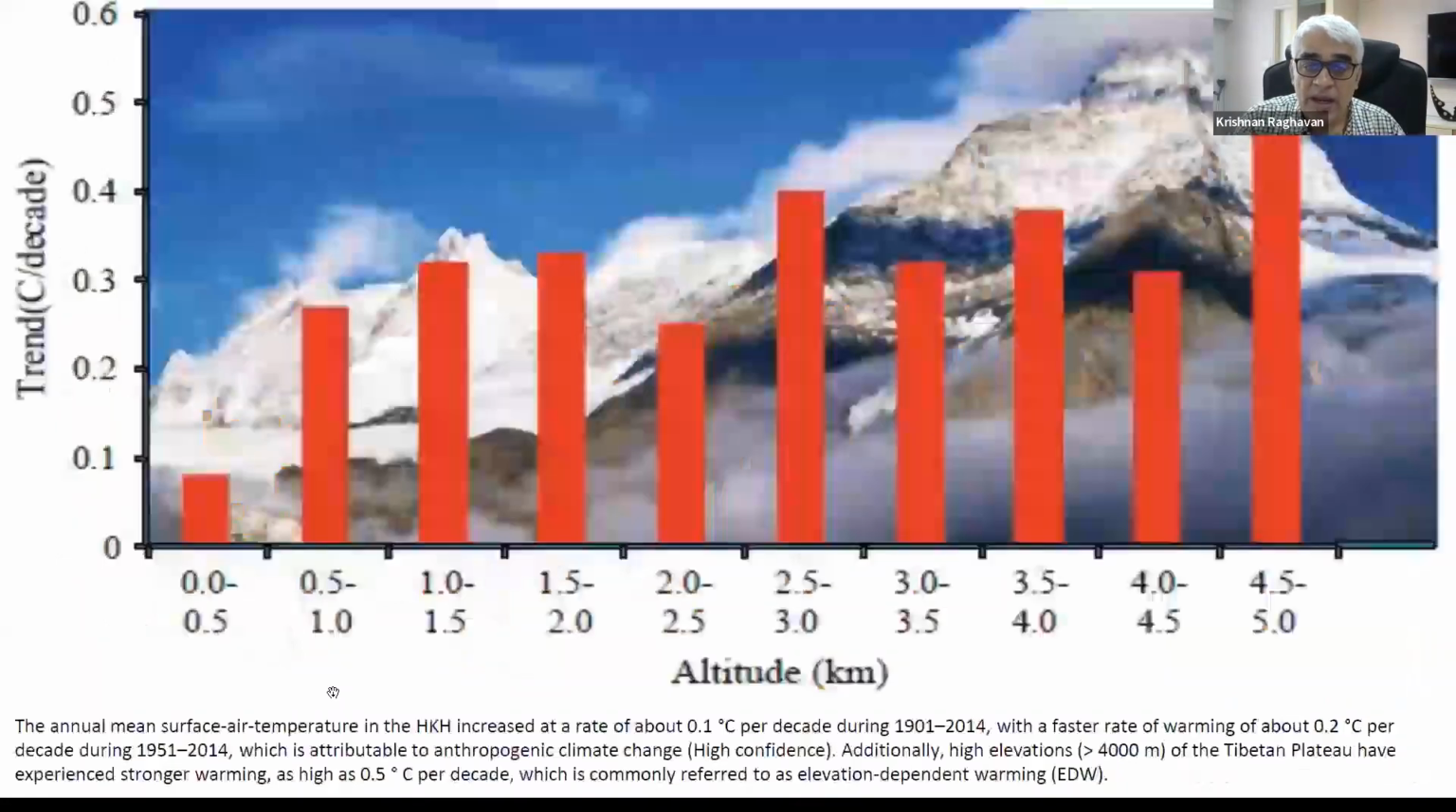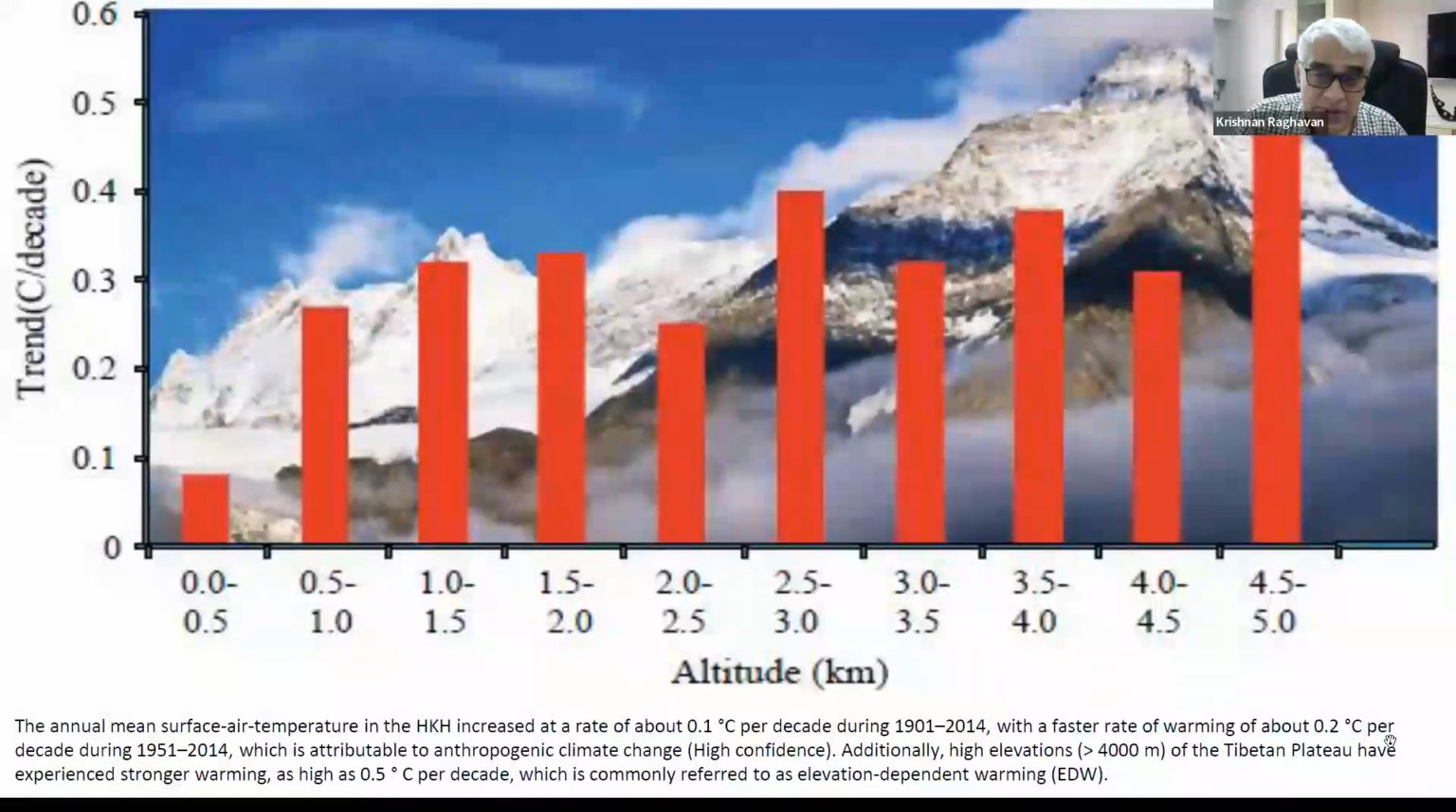The other aspect is that the higher the elevation, the faster the rate of warming. This is known as elevation dependent warming. Typically at high elevations, more than 2,000 or 4,000 meters in this region, especially the Tibetan Plateau, the rate of warming is almost 0.5 degrees per decade, as compared to the low elevations where the warming is much slower, something like 0.2 degrees per decade.